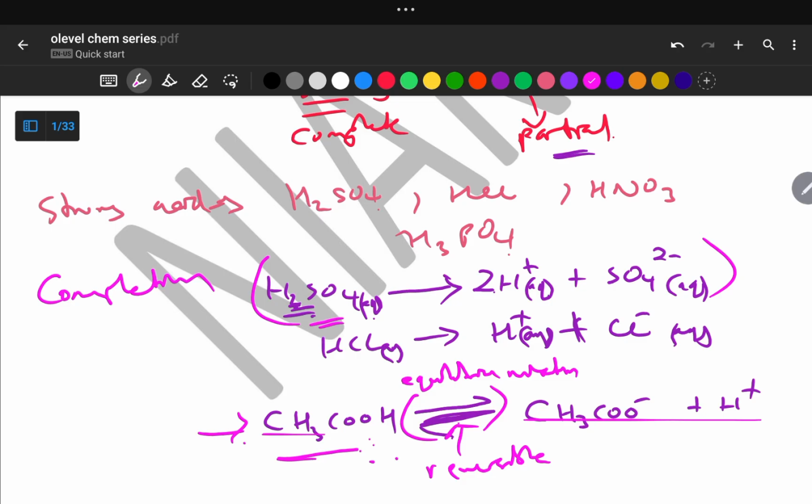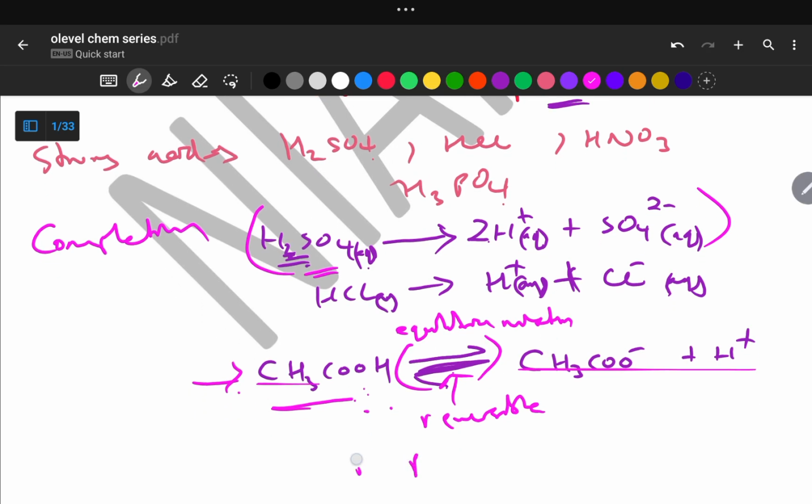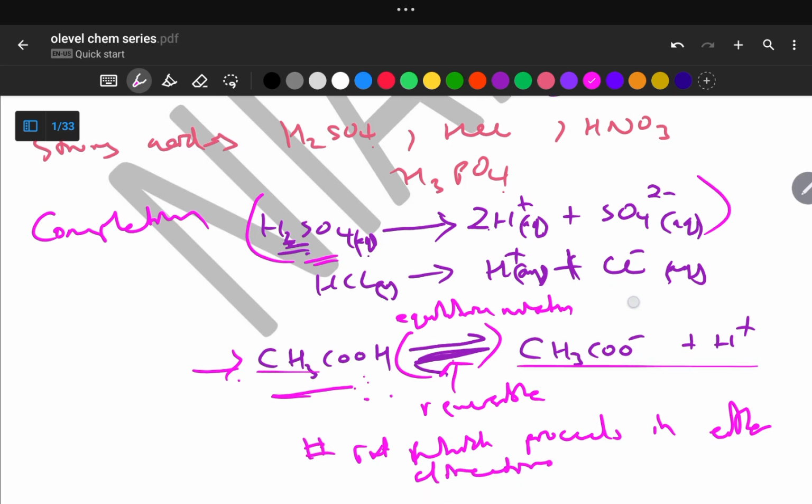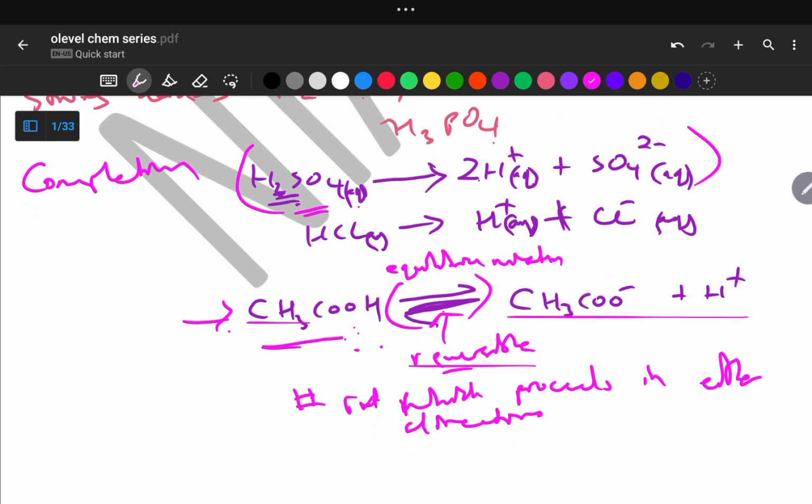And then to define a reversible reaction, it is a reaction which proceeds in either directions. Are we together? So this is the definition of a reversible reaction. So we're going to explain much on this when we are doing equilibria, right? As for now, just appreciate the dissociation.